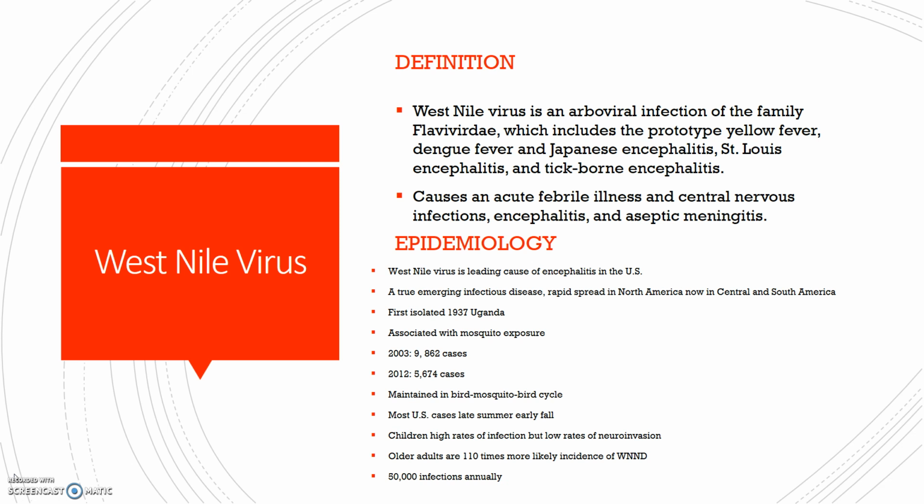Over 9,000 cases in 2003, with 5,674 cases reported in 2012. It is maintained in a mosquito-bird cycle. Most of the cases in the United States are identified in late summer, early fall. And interestingly, children have high rates of infection but low rates of neuroinvasion. Older adults are 110 times more likely to have West Nile neuroinvasion. And there are 50,000 infections annually reported.